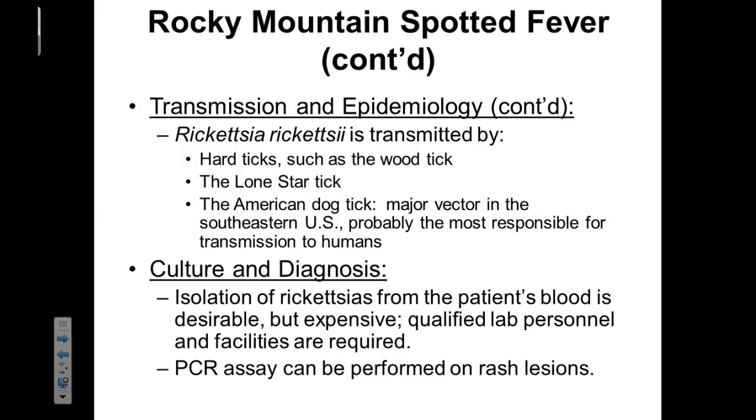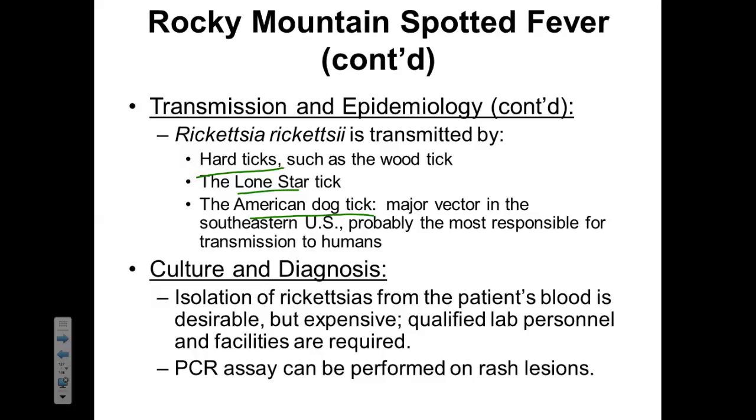The pathogen that causes Rocky Mountain spotted fever is Rickettsia rickettsii. This is transmitted by ticks. And it's transmitted by hard ticks, Lone Star ticks, or Texas ticks, and the American dog tick. So even if you're at a different part of the United States that has a different tick population, it is still probable that you can contract this disease because it can be transmitted by such a wide variety of tick species.